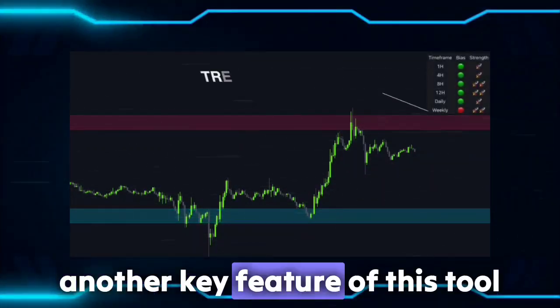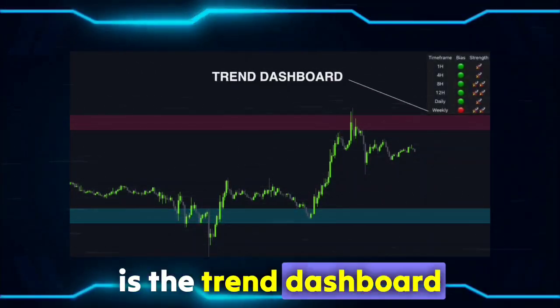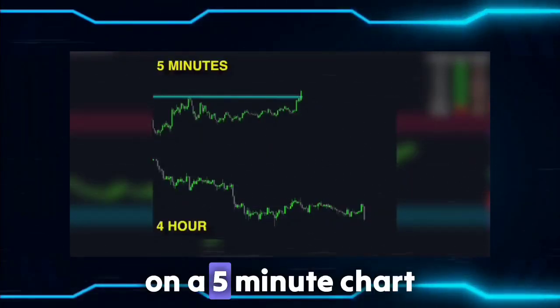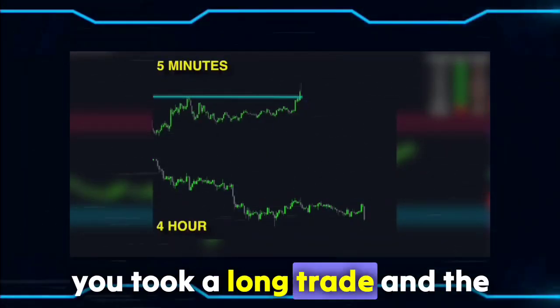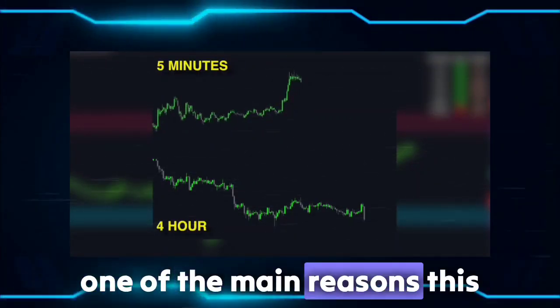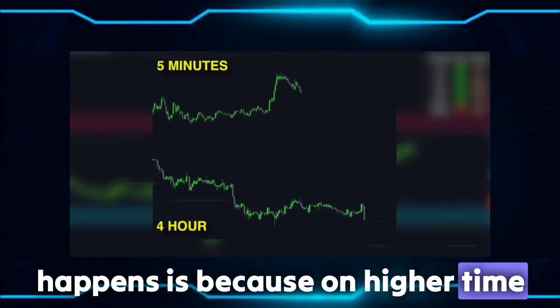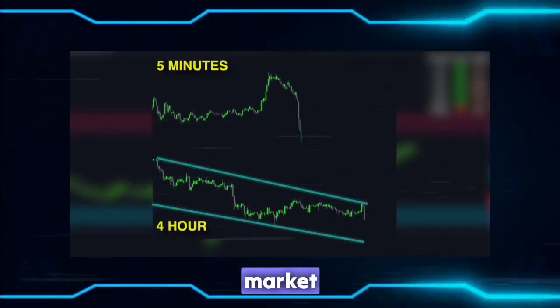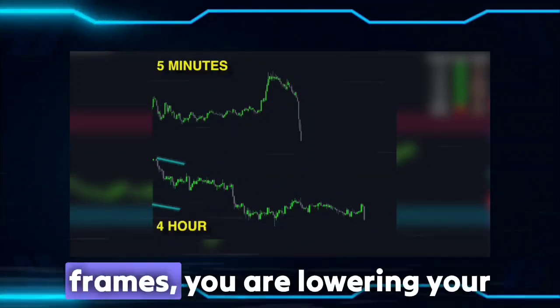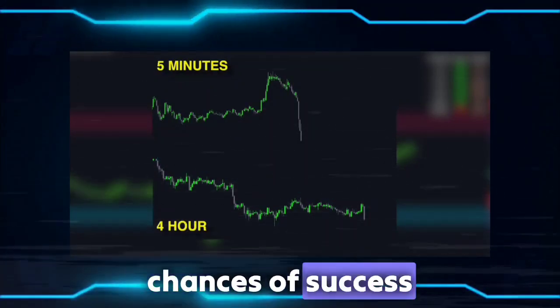Another key feature of this tool is the trend dashboard. How often have you had a situation where the trend looked positive on the 5-minute chart, you took a long trade, and the market reversed completely? One of the main reasons this happens is because on higher time frames, sellers control the market. If you ignore the prevailing market sentiment on higher time frames, you are lowering your chances of success.